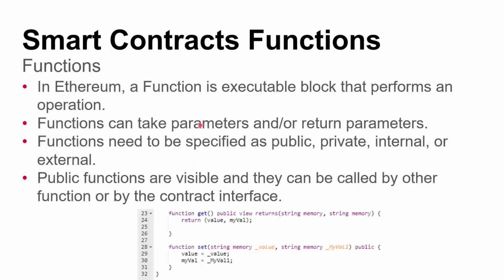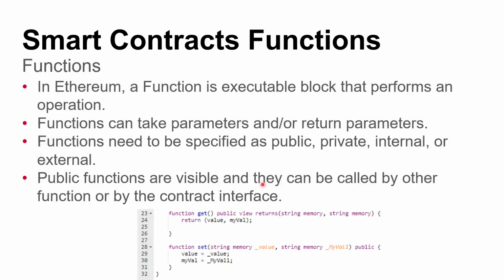Functions in smart contracts, at least in Solidity, are very similar to functions in Java and C++. If we can take a look here, functions have visibility, so they can be public, private, internal, or external. A function is an executable block that performs some kind of operation. Functions can take or return parameters, or they don't have to. They don't need to take anything or return anything. Perhaps they just do something behind the scenes or pass a value back.